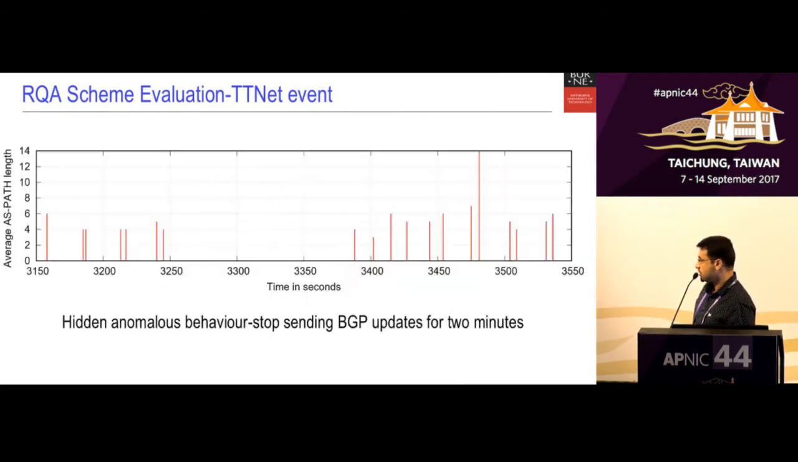So going further to see what's going on, RQA can detect hidden anomalous behavior that may pass without detection. For example, the peer autonomous system stops sending BGP traffic for 2 minutes. And before these 2 minutes and after these 2 minutes, you can see there are different frequencies of sending BGP traffic.